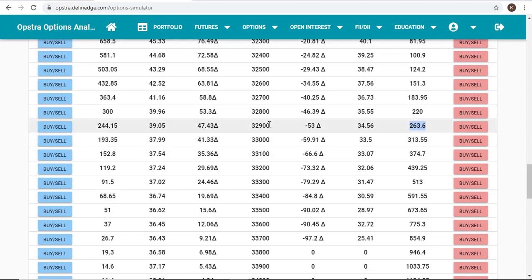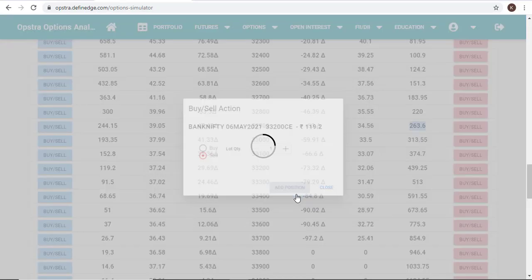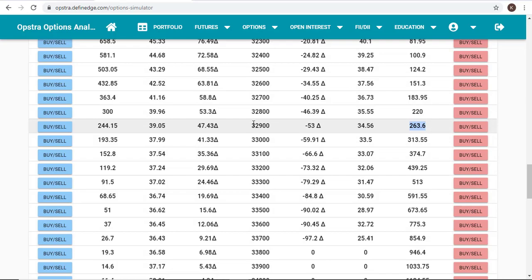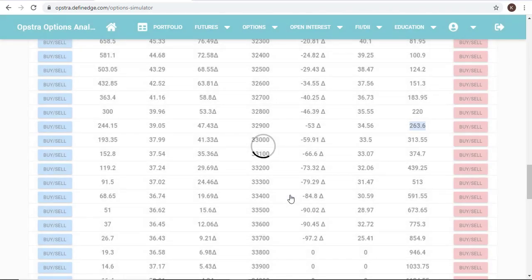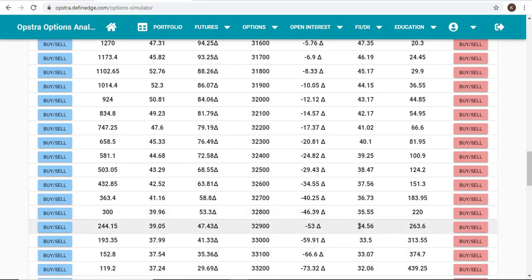Now we want to test one more strategy, that is the short strangle, and we want to compare which strategy will be more profitable or more consistent. So we will sell the 33,200 call and we will sell the 32,600 put. These are the exact rates of that time. If we would have done this strategy in the real market, these were the real rates.